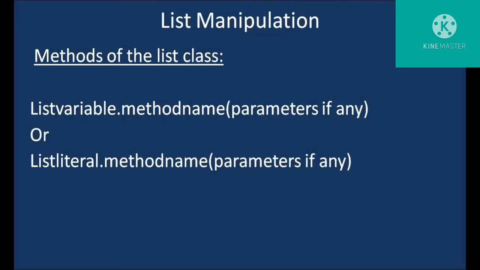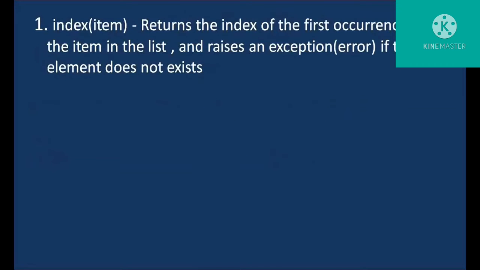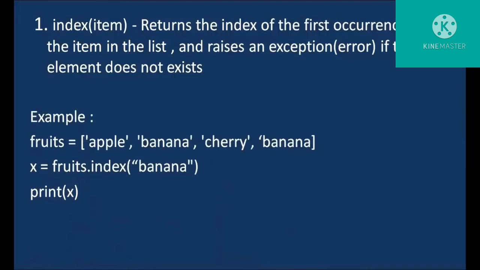Now, what if the item exists multiple times? If you see the example here, you have a list called fruits with 4 fruits: apple, banana, cherry, banana. Banana is repeated once again. You need to know from which index number it is returned. Now I wrote fruits.index(banana), so it is going to return the first occurrence of banana, which is at index number 1. Is this clear? But if you write fruits.index(orange), it will raise an error.